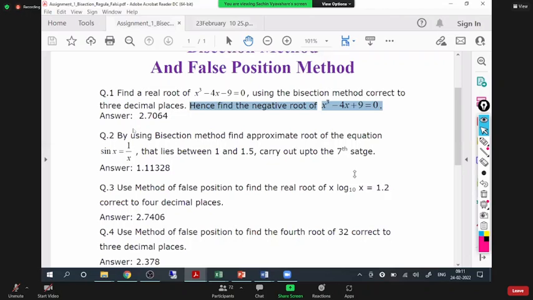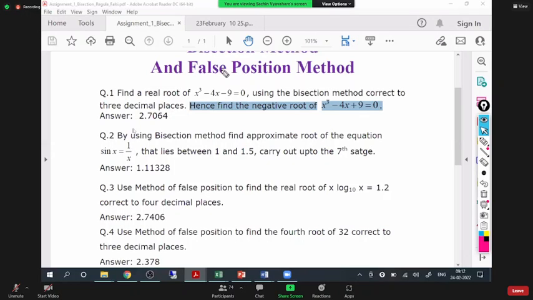Excuse me, sir. In question number 1, there are two different equations. They're not different, equations. There it is -9 and there it is +9. So I'm saying this is f of x and this is f of minus x. Sir, there it should be +4x. No, you check. You have to write the equation f(x) equal to 0 and f(-x) equal to 0, and then you can check it. Okay, so I'll show you here.